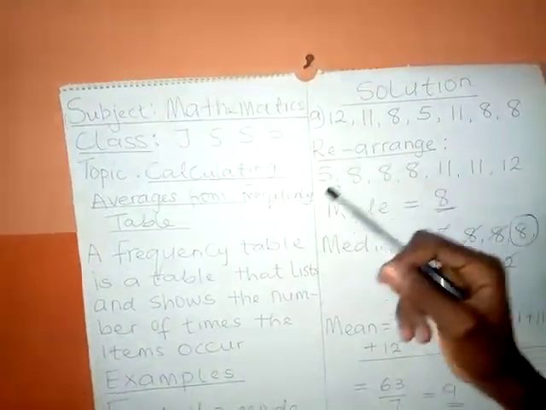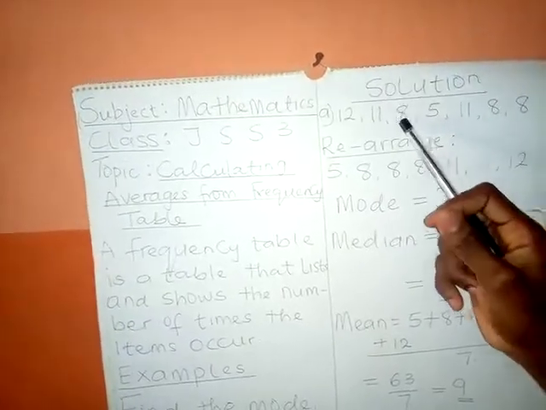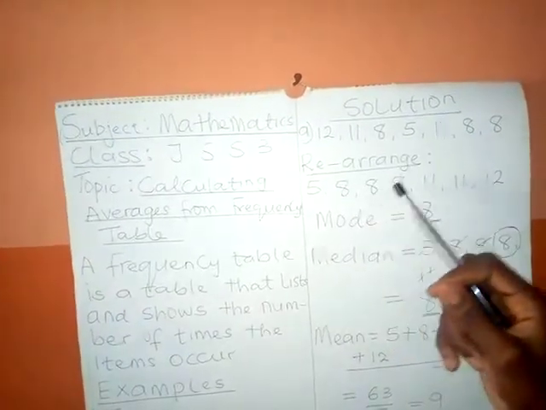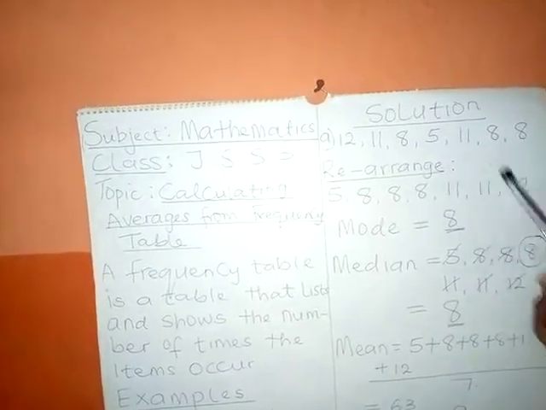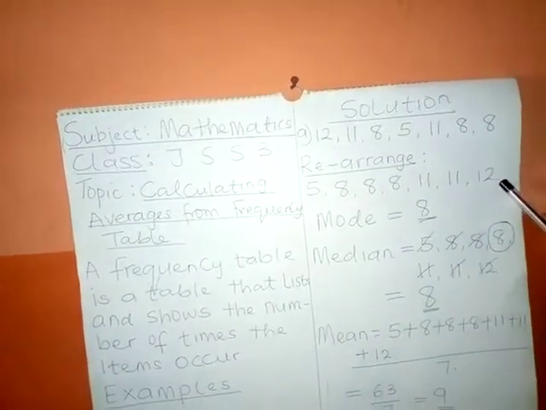5 is occurring one time, followed by 8. 8 appears 3 times, so we write it 3 times. 11 appears 2 times, we write it 2 times. Then 12 appears once, we write it once.